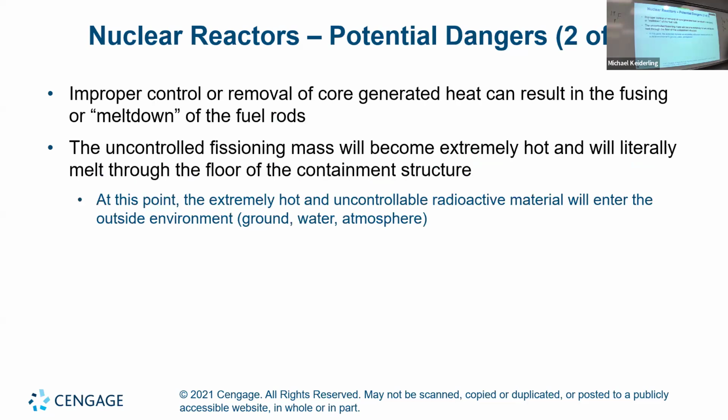And improper control or removal of core generated heat can lead to the fusing or meltdown of fuel rods. This is bad. The uncontrolled fissioning mass will become extremely hot and literally melt through the floor of the containment structure. This has happened once. Well, actually, it's happened a few times, but once on a large scale, which was Chernobyl. Chernobyl was a full meltdown. So at this point, the extremely hot and uncontrollable radioactive material enters the outside environment, and that's bad.